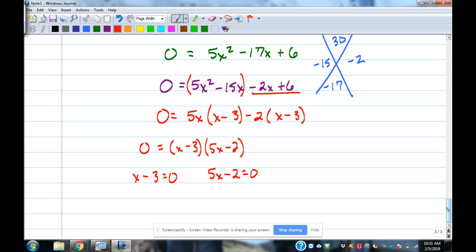Remember, if somebody asks you for the factored form, this line right here is the factored form. Okay, so make sure you know that part. And then we're just setting each of those factors equal to 0 and getting x by itself. x equals 3, and then this one you'd add 2, 5x equals 2, and then divide by 5, so x is equal to 2/5.